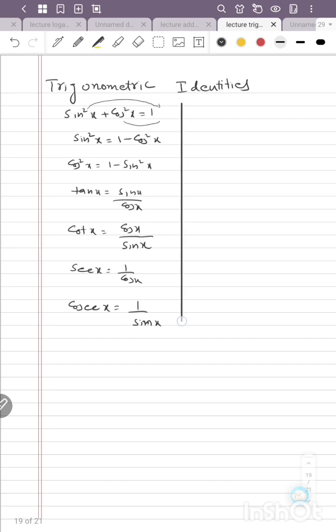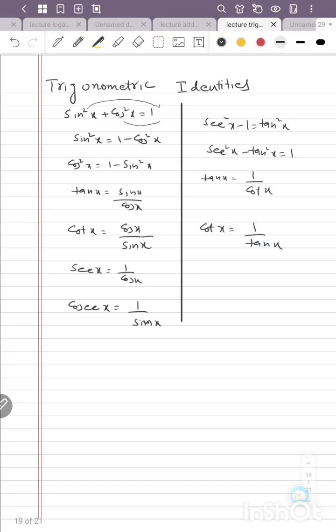Similarly, we have more formulas: secant square x minus 1 equals tan square x. Also, secant square x minus tan square x equals 1. This is another identity. And we can also write tan of x equals 1 over cot x. Similarly, cot of x equals 1 over tan x.